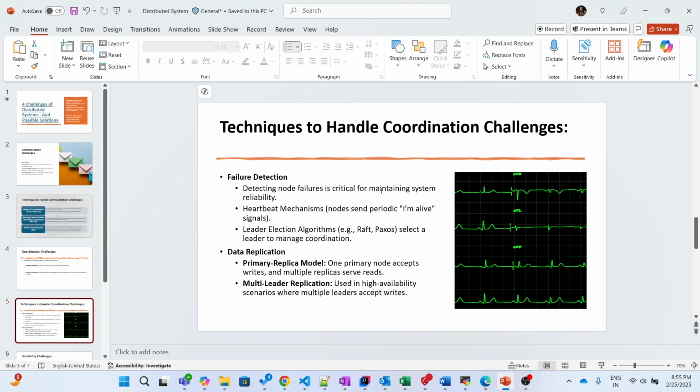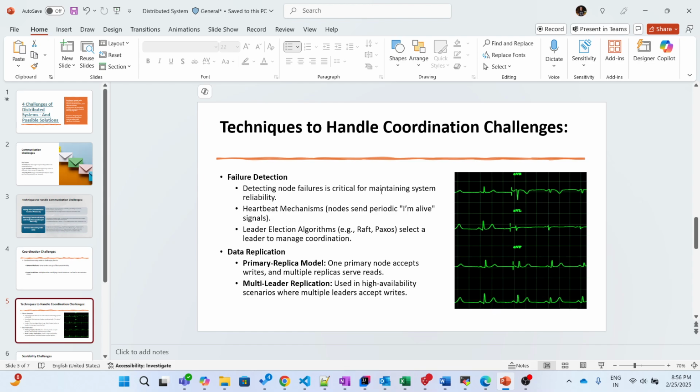Then there is data replication. When it comes to databases, data replication is one major factor. There are two different models: one is the primary replica model and the other is the multi-leader replication model. In the primary replica model, the primary node accepts only writes and the multiple replicas serve reads. So you will have one major database, the primary, which will accept only writes, and then in the background it will cascade the data to the other replicas, which are considered read replicas.